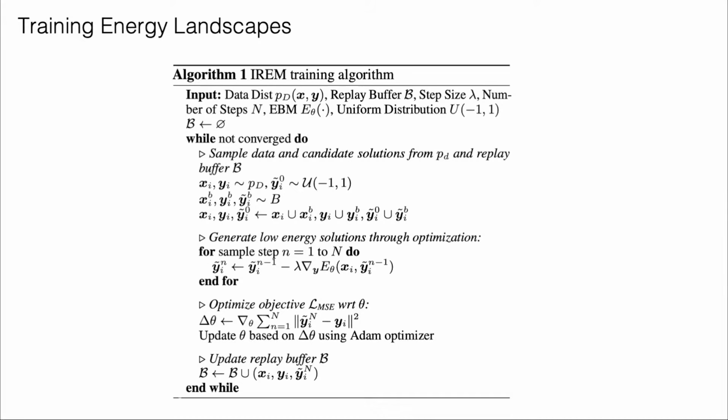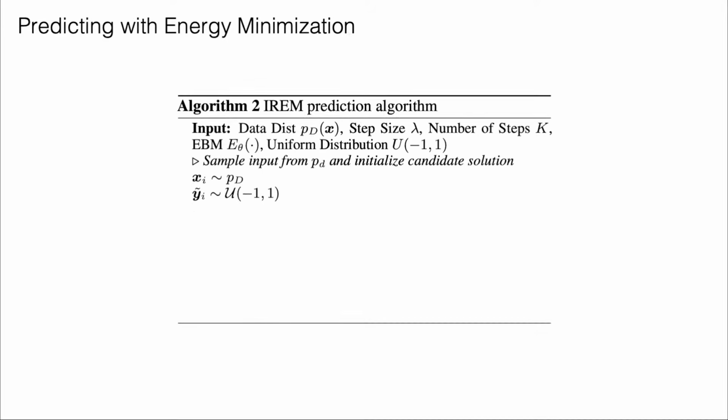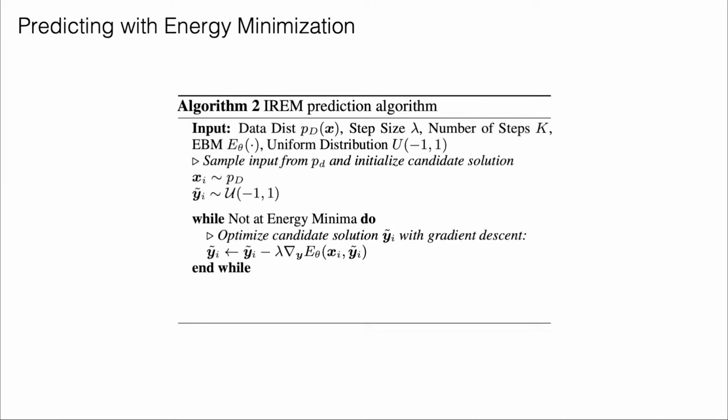And this only works if your solutions Y are unimodal. Otherwise, you need to do some other algorithms, similar to the different EBM training procedures I talked about earlier. And then reasoning is pretty easy. For reasoning, you just start your solution from some type of uniform noise, and then you can run some type of gradient descent procedure until you get to a minima.